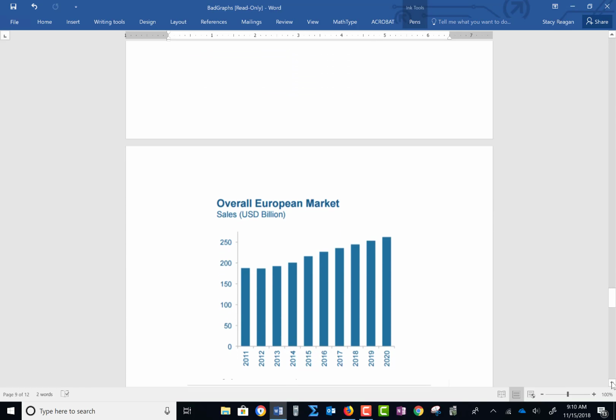Okay, taking a look at this one. Overall European market sales. Sales of what? There's no title, there's no vertical title, there's no horizontal title. I can tell that probably the horizontal title is years. The other thing that I see with this is that it goes up to 2020. Well, it's not 2020 yet, so are all those sales based on estimates or just the ones for the upcoming years? How about 2018? We don't know if these are estimates or actual sales.